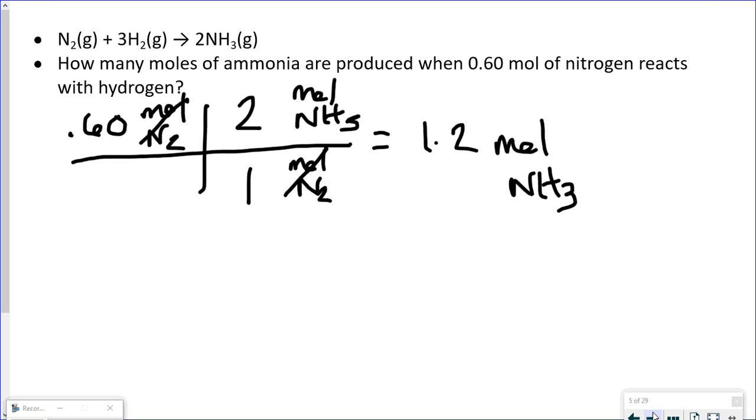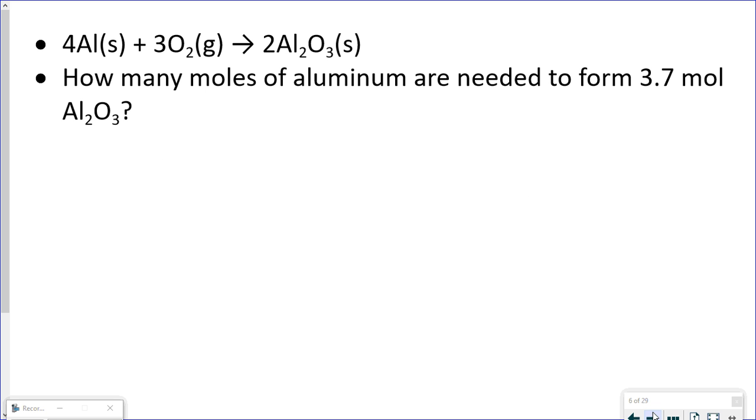And that is your only new step for stoichiometry that we have to learn. Let's look at a couple more examples before you go on to practice. Here we have a different equation. We have aluminum and oxygen producing aluminum oxide. Our equation given is balanced. And it wants to know how many moles of aluminum are needed to form 3.7 moles of aluminum oxide.